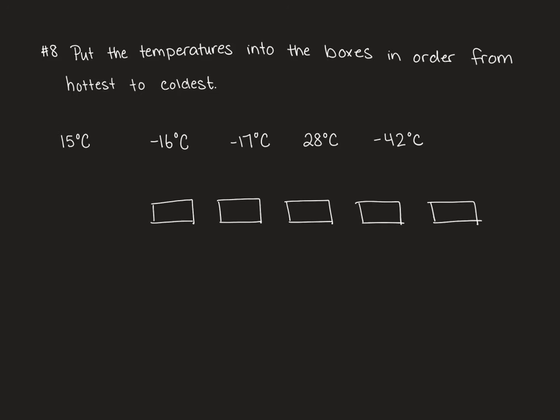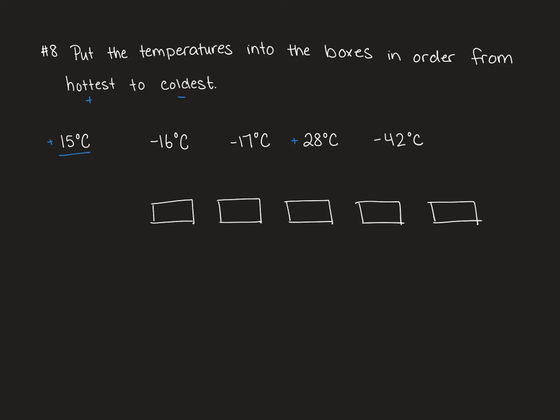Question number 8 asks you to put the temperatures in the boxes in order from hottest to coldest. So remember, if there is no sign in front, then those are positive temperatures. And if we think of our hot days in the summer, we're in the positives, and our cold days in the winter, like when we had minus 40 something this year, those are in the negatives. So those are the coldest ones. So we're looking at positives and negatives. So we're starting with our hottest day, so our biggest positive number.